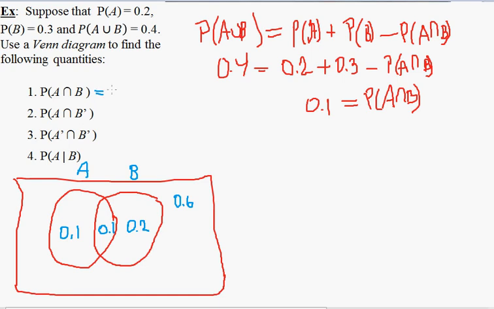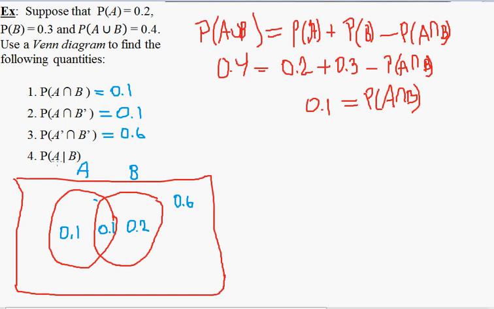Okay, so this one we found to be 0.1. The probability of A and not B. So A happens, but B does not happen. That's this part right over here, that I'm kind of outlining with the cursor. So that's also 0.1. The probability that A does not happen and B does not happen. So that's going to be everything on the outside, so that's 0.6. So those are fairly straightforward.